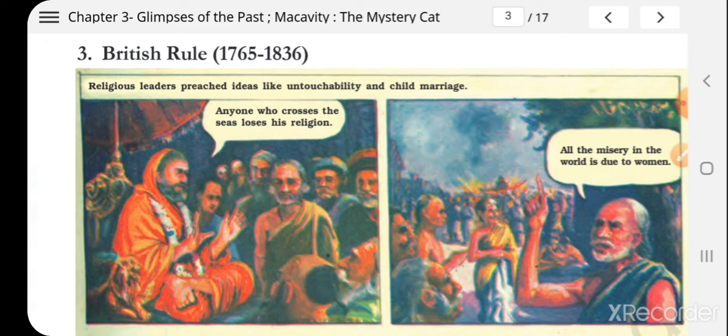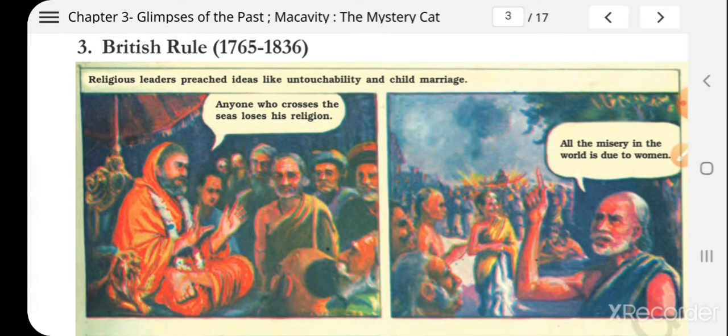Untouchability and child marriage, जो कि बहुत बहुत बड़ी evils होती हैं, उनको preach करते थे, उनके बारे में बताते थे that you should do it like this. Okay, so here you can see a religious leader is preaching that anyone who crosses the seas loses his religion. कि जो भी क्रॉस करके जाएगा सी को, इसका मतलब है that he is spoiling his religion. Okay, so you can see the superstition. ऐसा कहीं होता है?